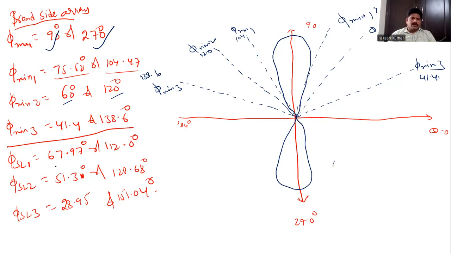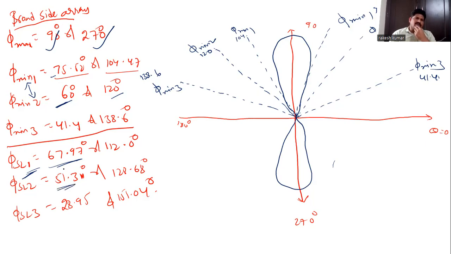Okay. Now, what is the side loop level? First side loop level. So this is major first side loop level. You want to notice whether you have got the correct answer or not. How will you check whether you have got the correct answer or not? The first side loop level lies in between first null and second null. For example, first null is 75 degrees and second null is 60 degrees. Always the first side loop lies between first null and second. So 67.97 lies in between 60 and 75.